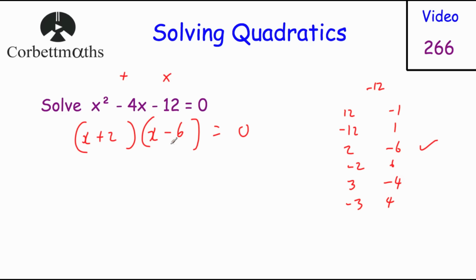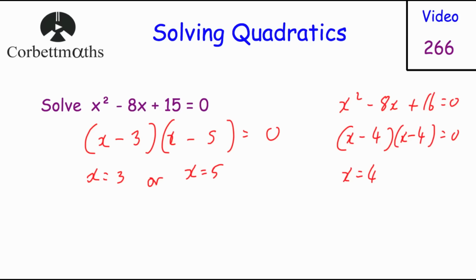Now we're trying to find when each of these brackets could be 0. We know this bracket would be equal to 0 whenever x is equal to negative 2, because negative 2 plus 2 is 0. And for this bracket, we know it will be whenever x is equal to 6. So x equals 6, and that's it. So x equals negative 2 or x equals 6.